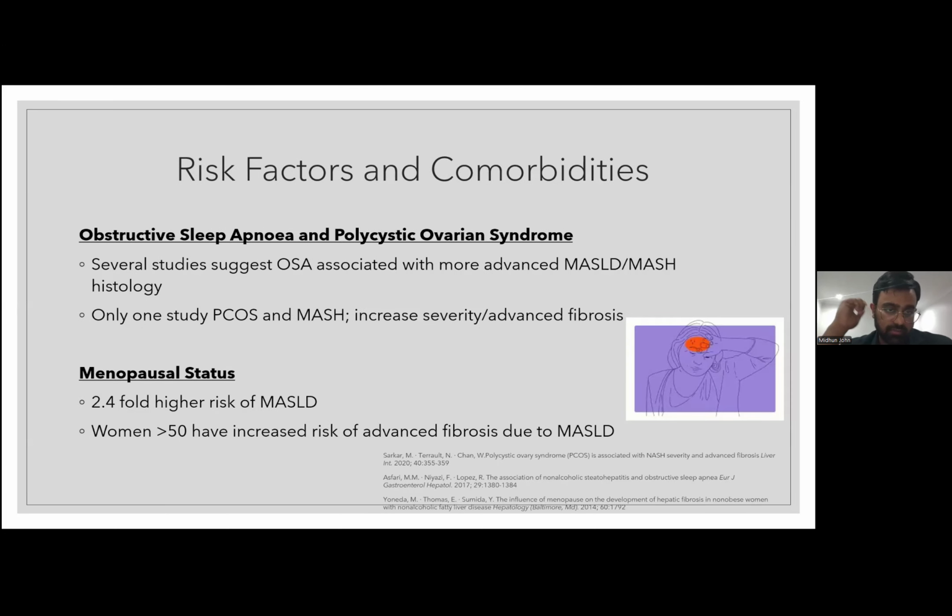Then I came across obstructive sleep apnea as well as polycystic ovarian syndrome. There are several studies that suggest OSA is associated with more advanced MASLD MASH histology, which then also adds on to the obesity risk factor. With polycystic ovarian syndrome, though it was mentioned, only one study in Asfari mentioned that there was an increased severity as well as advanced fibrosis. Menopausal status, however, was mentioned in that there was a 2.4-fold higher risk of MASLD formation, and with women over the age of 50, they have an increased risk of advanced fibrosis due to MASLD.